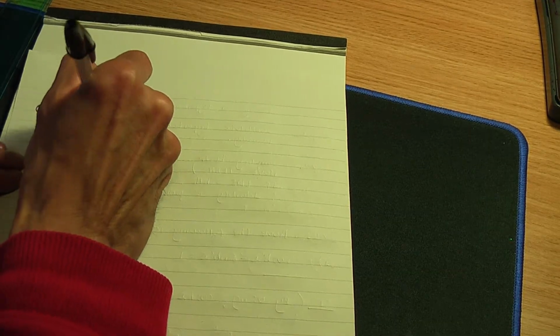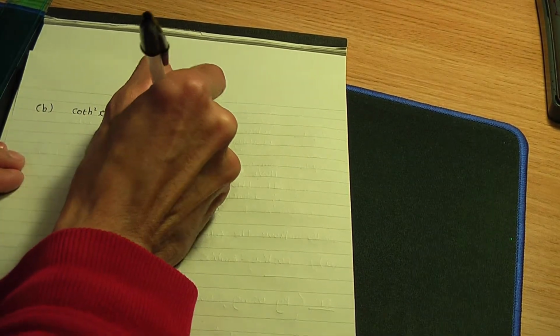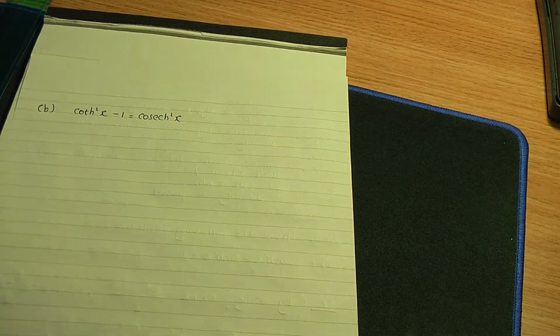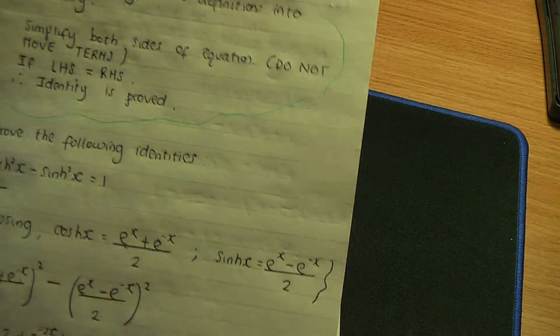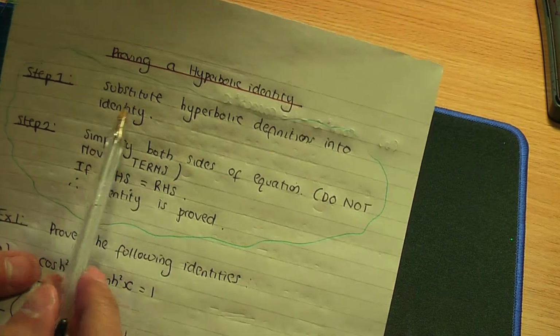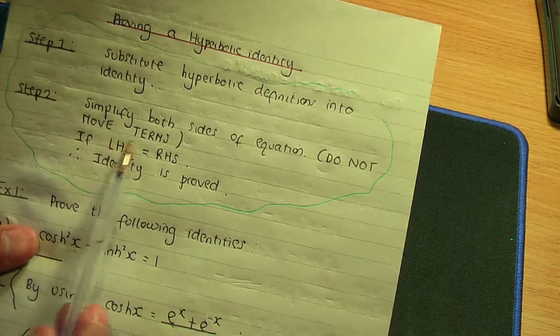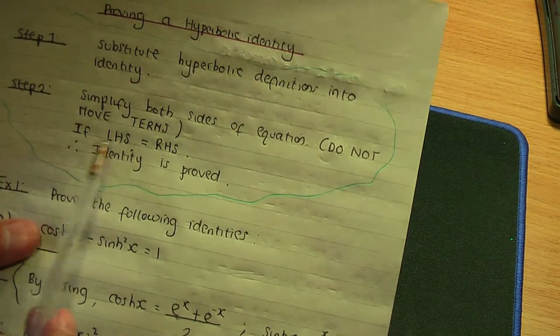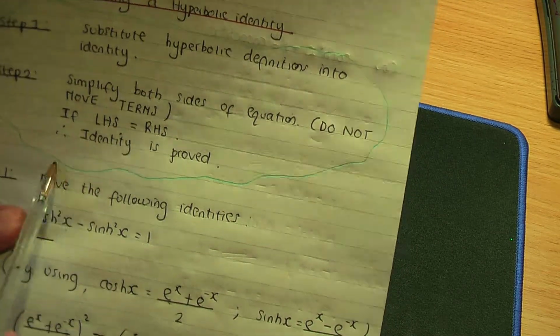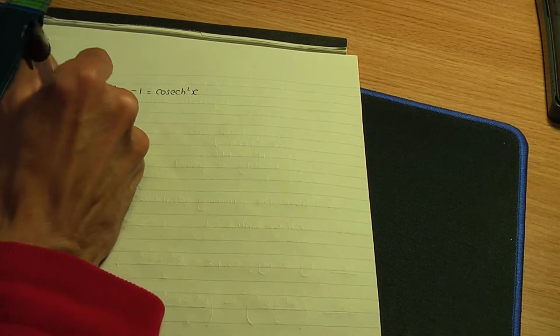hyperbolic cot squared x minus 1 is hyperbolic cosec squared x. Okay? So let's prove this identity also. So remember, step number 1, substitute the definitions into the identity. Step number 2, simplify both sides. If left hand side equals right hand side, your identity is proved. Okay? So here goes. Step number 1.